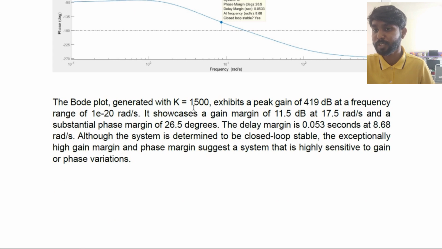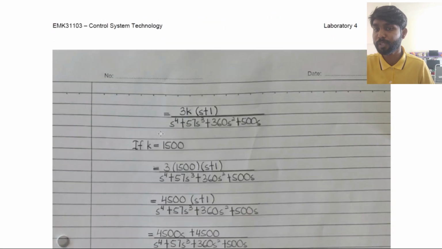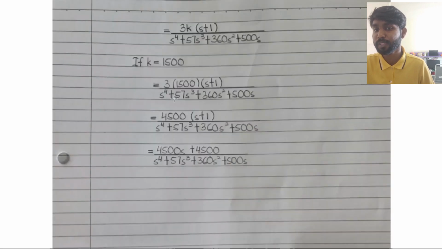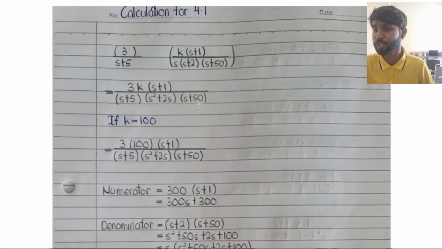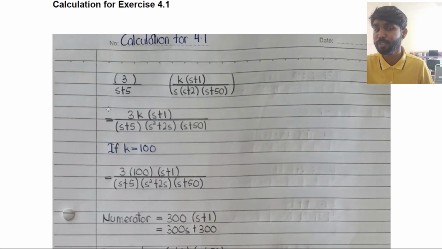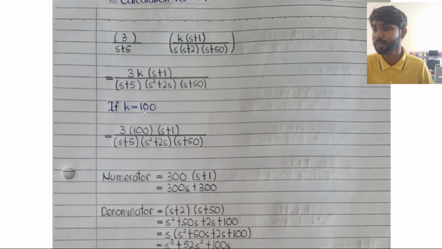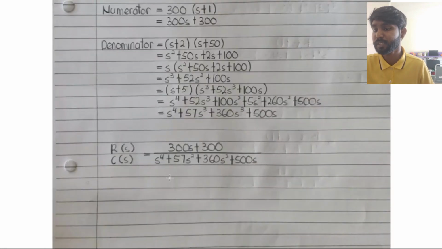The Bode plot with K equals 1500 exhibits a peak gain of 419 dB at a frequency of 1e to the power of negative 20 radian. It showcases a gain margin of 11.5 dB at 17.5 radian per second and a phase margin of 26.5 degrees. The delay margin is 0.053 seconds at 8.68 radian per second. This is the calculation for 1500, and this is the calculation for 4.1. When K equals 100, this is what we get.